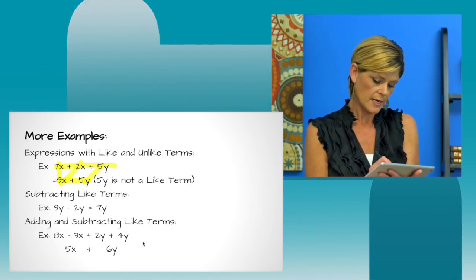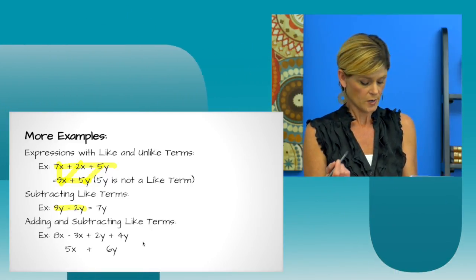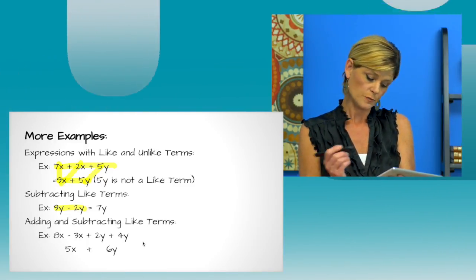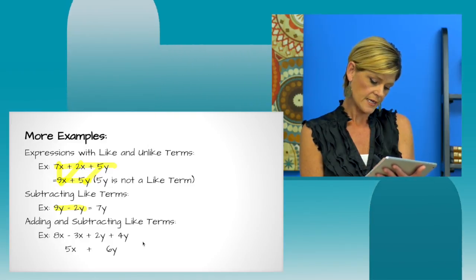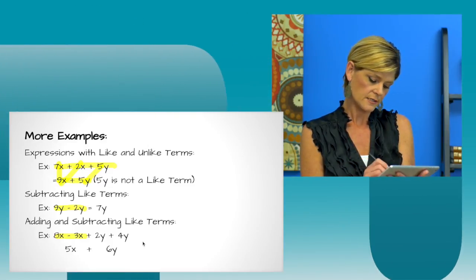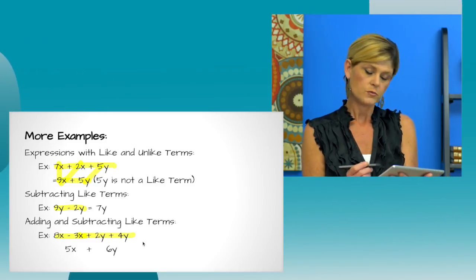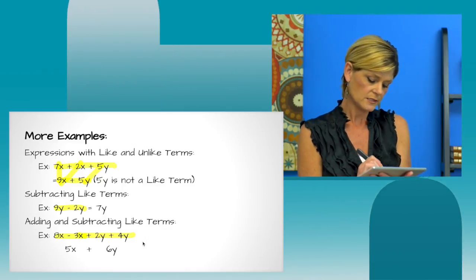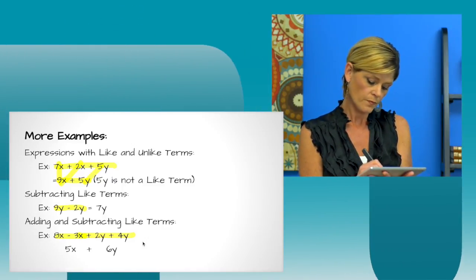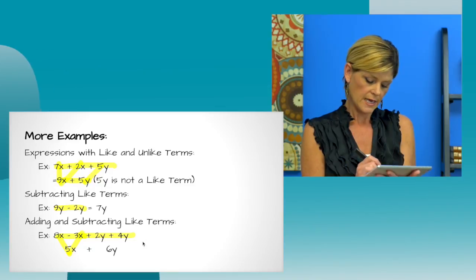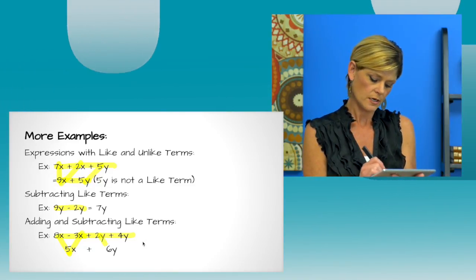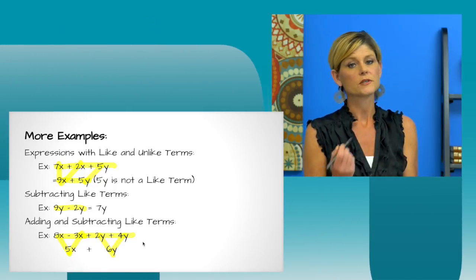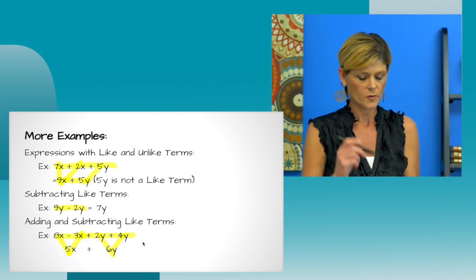We can also do this with subtraction. We can say 9y minus 2y equals 7y. And sometimes we can add and subtract like terms. Here we've got 8x minus 3x plus 2y plus 4y. So we've got the 8x and the 3x. Those have like terms, so I can subtract the 3x from the 8x and get 5x. And I can add the 2y to the 4y and I get 6y. But I cannot combine 5x and 6y because those don't have like terms. One has an x and one has y.